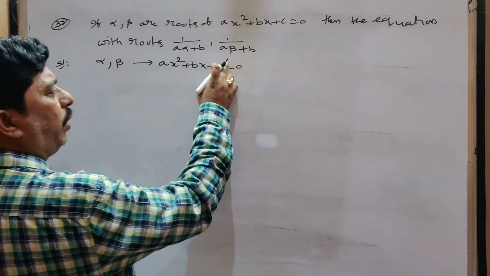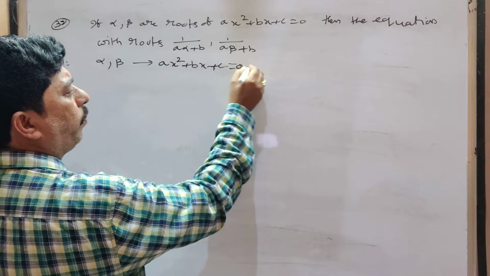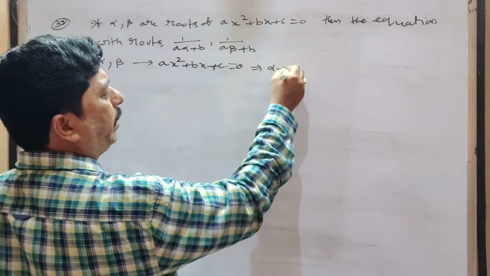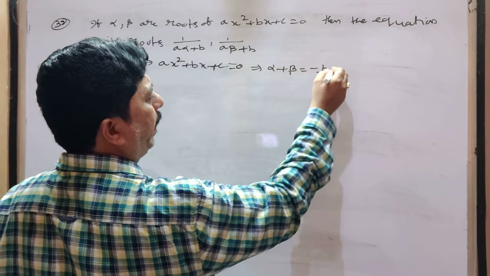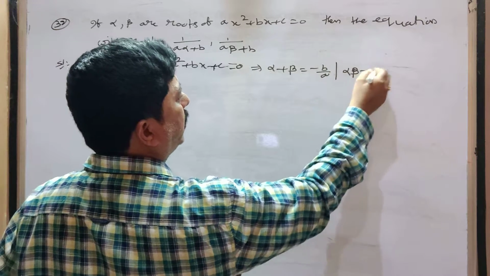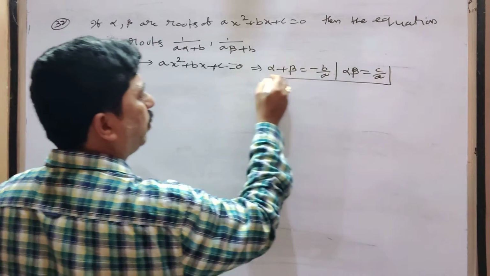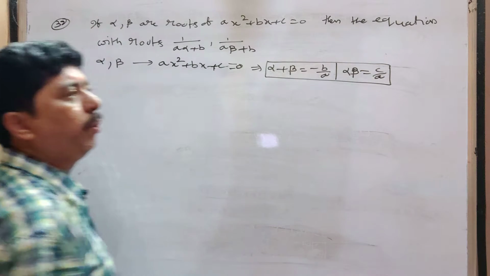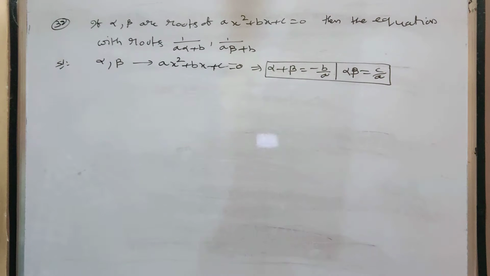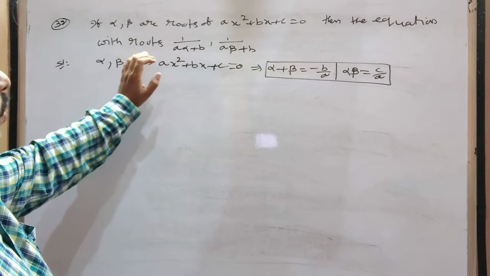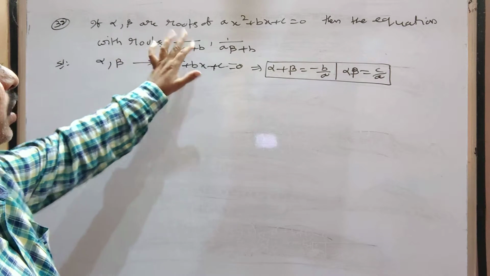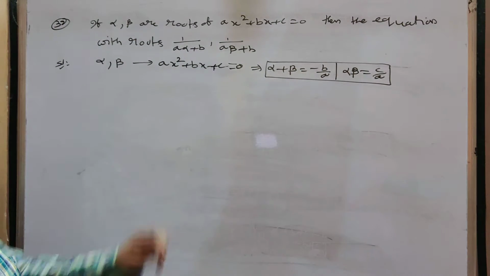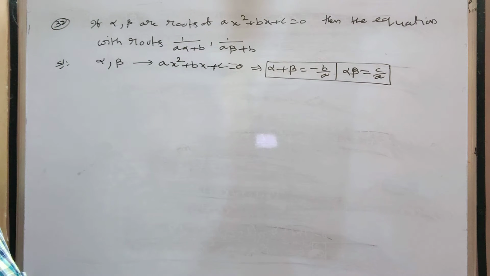What is the sum of the roots formula? Alpha plus beta, we know very well, is minus b by a, and the product of the roots is c by a. Sum of the roots is minus b by a, product of the roots is c by a. Now you have to find the equation whose roots are 1 by a alpha plus b and 1 by a beta plus b.